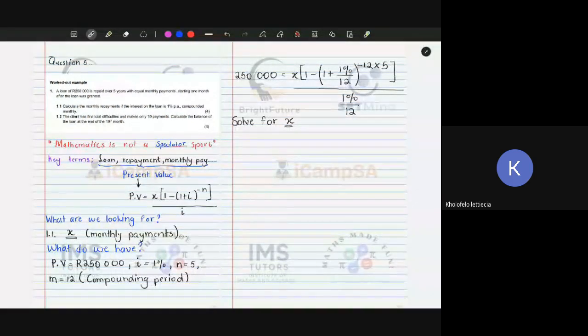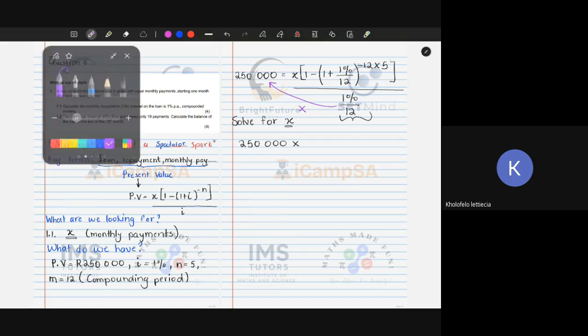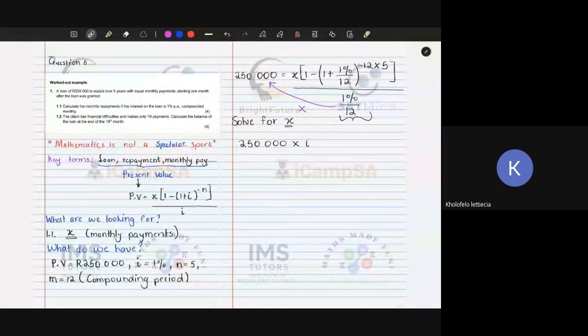So if you look carefully, I'm going to take the 250,000 and multiply by what is at the bottom there. Remember that when you are trying to remove the denominator to the other side, when I want to move this to the other side, I multiply by it. Okay. So that means I'll have what?